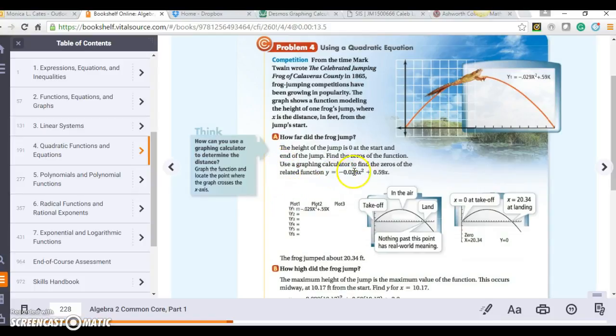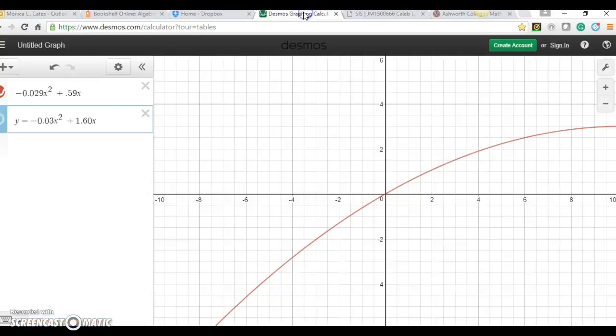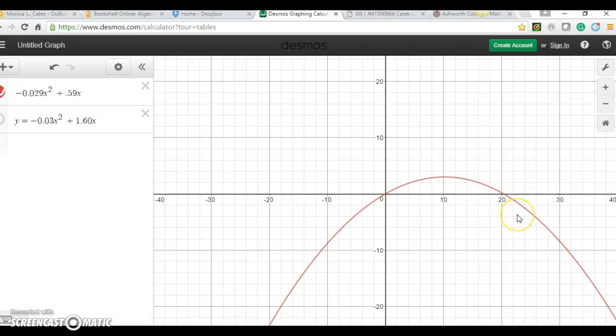So using a graphing calculator to find the zeros of the related function. We're going to use a graphing calculator because this looks like a really nasty thing to find the zeros of. So I'm going to put it in my free graphing calculator from Desmos.com, www.desmos.com. Here it is. As you can see, we can't really see it that well. So I'm going to move it over just a little bit, and zoom out just a little bit. Okay, there I have it.